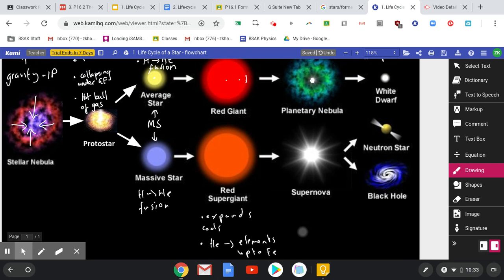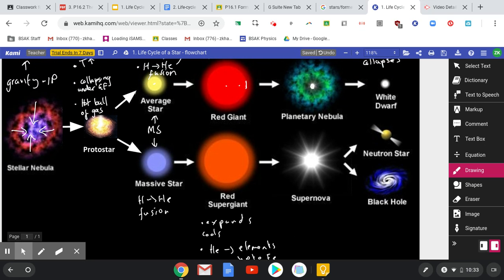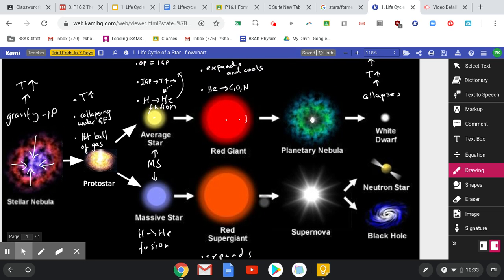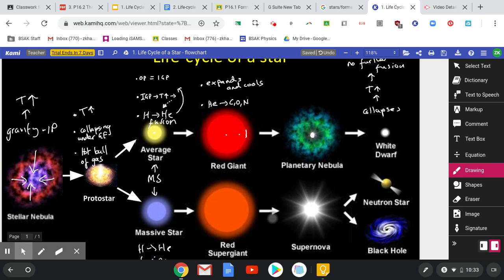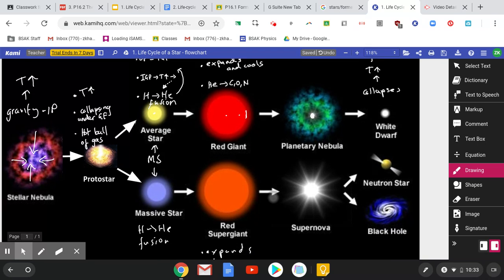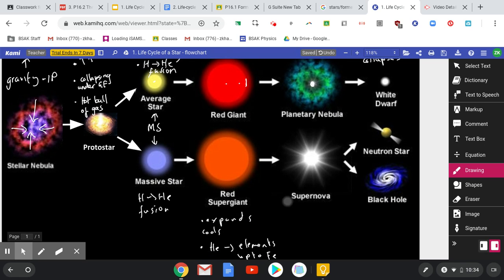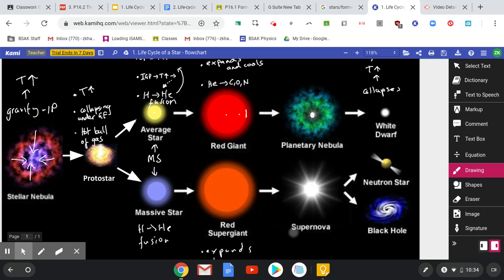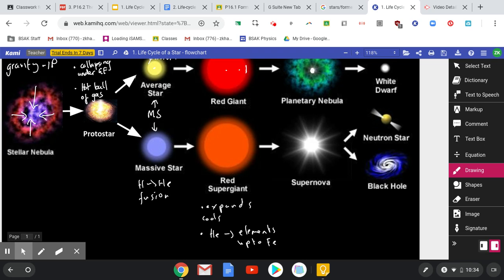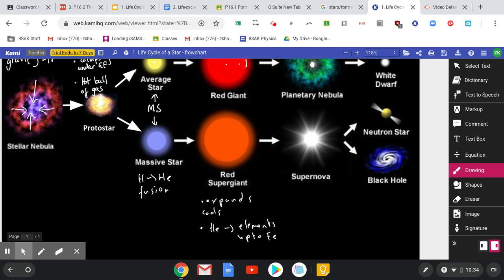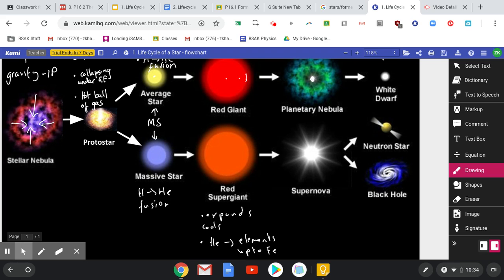So that's the difference between a red supergiant and a red giant. They both have expanded and cooled from the main sequence when that stage finished. Both fuse helium, but helium fusion does not stop just with carbon, oxygen, and nitrogen with the red supergiant. It continues to fuse elements all the way up until iron.